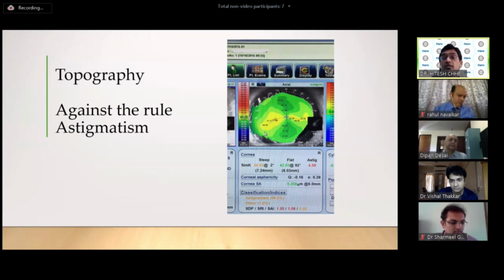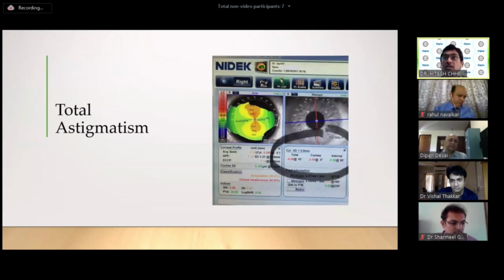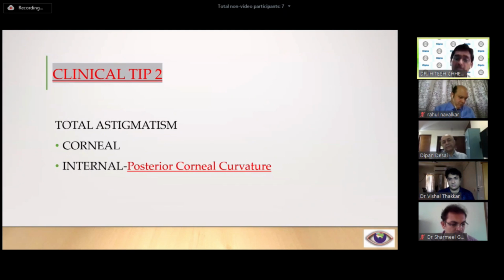Usually I do it on an IDEC OPD scan, which gives me the total astigmatism of the entire eye. It gives me the corneal astigmatism, which is the anterior surface of the cornea, and the internal astigmatism, which gives me some evaluation of the posterior corneal curvature. In most cases, the internal astigmatism reflects the posterior corneal curvature. In very few cases, when there is an IOL tilt or IOL subluxation, the internal astigmatism will reflect the lenticular astigmatism. So the second clinical tip is to always measure the posterior corneal curvature.